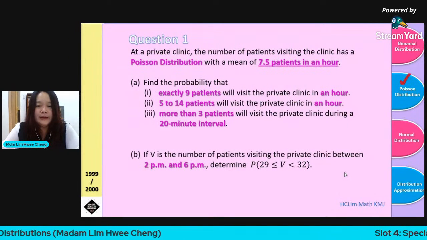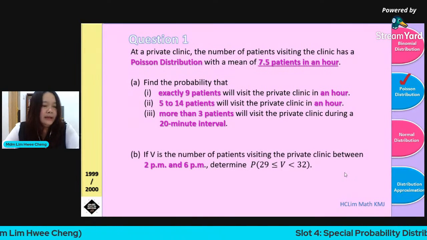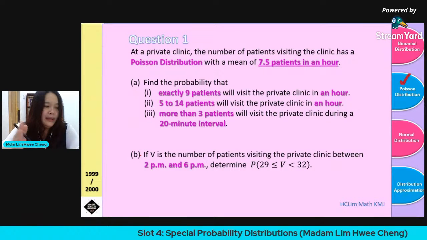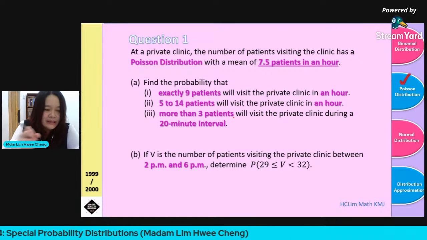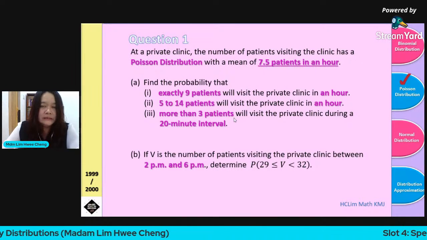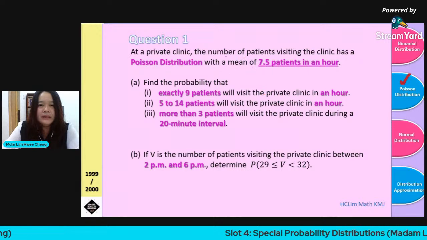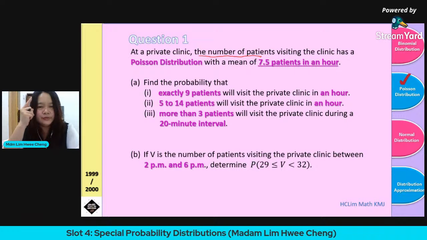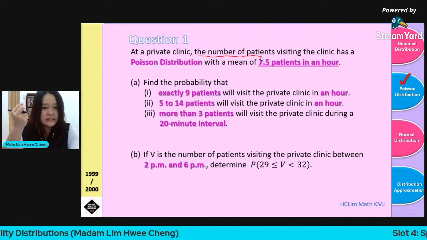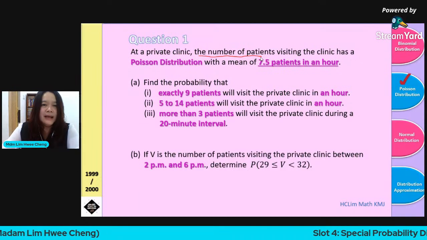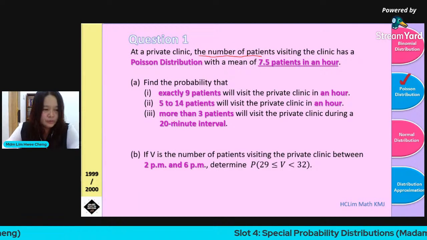For question one, normally in the question biasanya dia akan state. You may highlight macam cikgu buat. In the exam you take out your highlight pen, you just highlight the important keywords. For example, this question says the number of patients. In your mind, you should know this is a discrete distribution because we can count the number of patients here. And it says that this is the Poisson distribution.